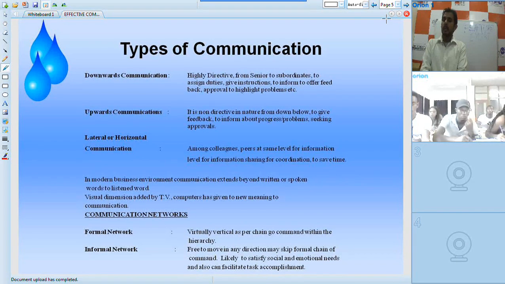Then comes lateral or horizontal communication. That is when you communicate between your colleagues, your staff, or the coordinator who is working with you. Suppose you are communicating within this class, all five of you communicating with each other, it is known as horizontal or lateral communication.